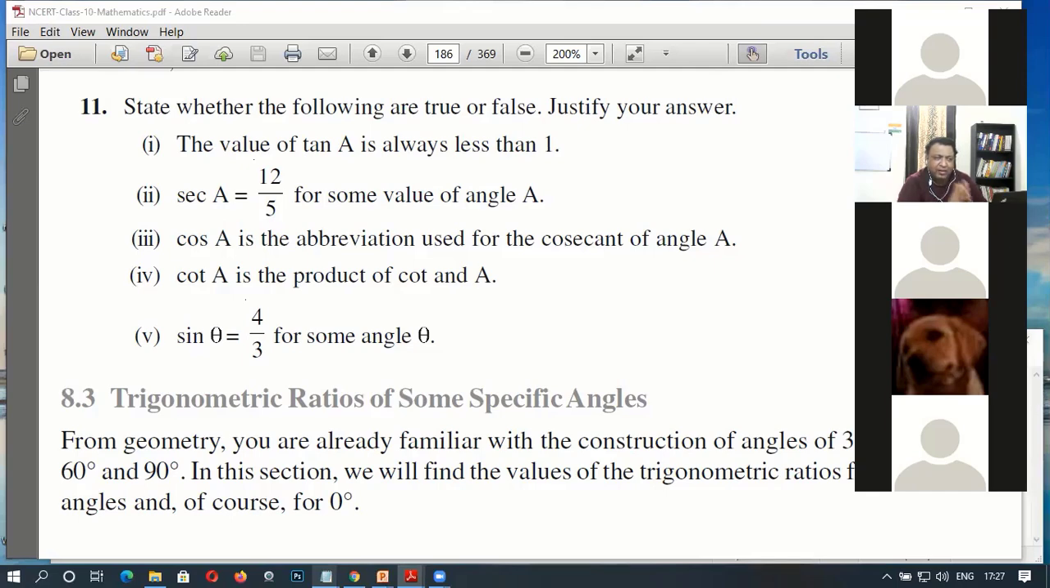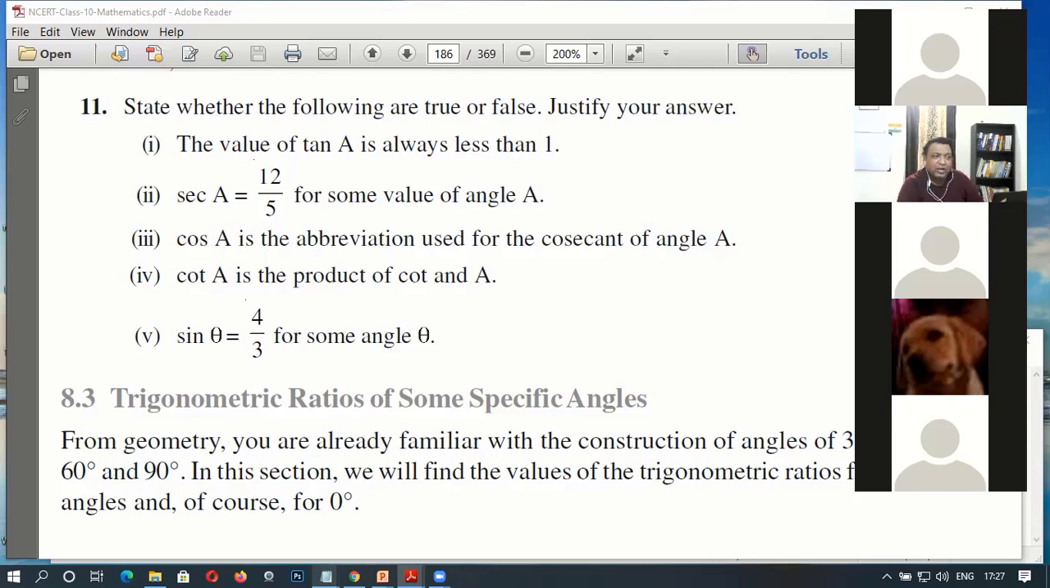Bhavna, is your audio working? Asta, you want to explain? Yes, sir. Cos is the abbreviation of cosinusoidal. Yes. Cosecant is Cosec, what we call, correct? And secant is sec. Cos is not for cosecant. Cos is for cosinusoidal. Superb, Asta.